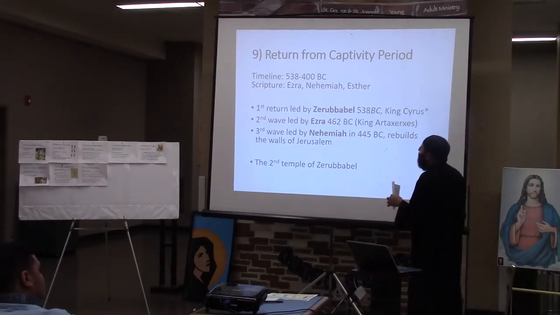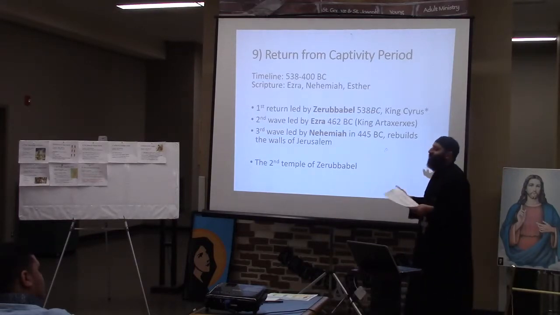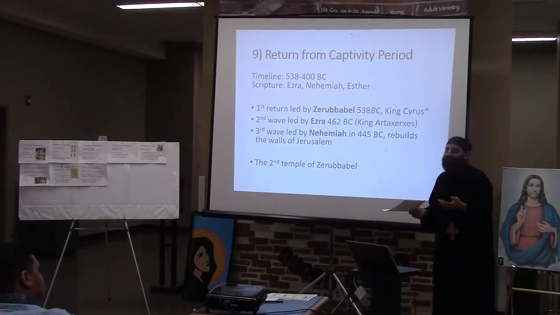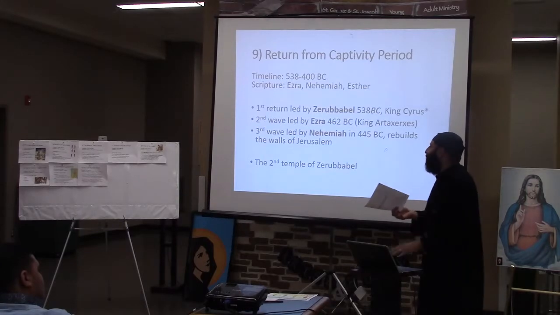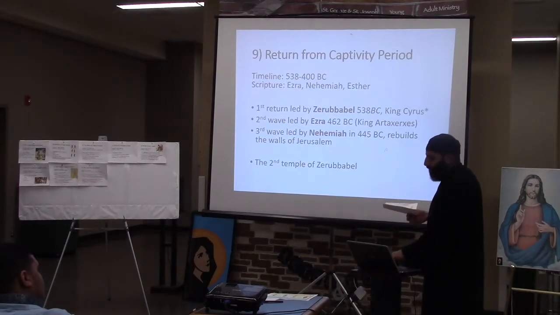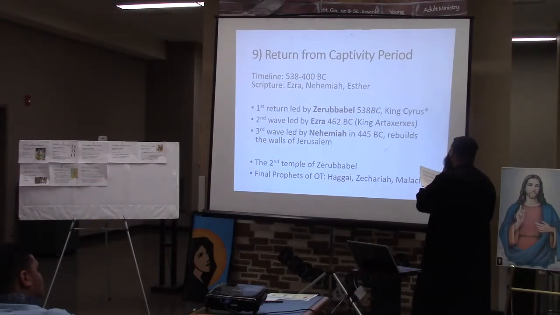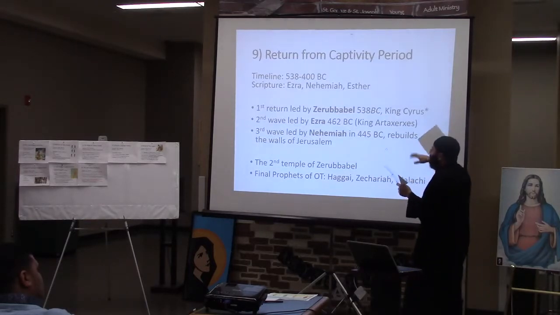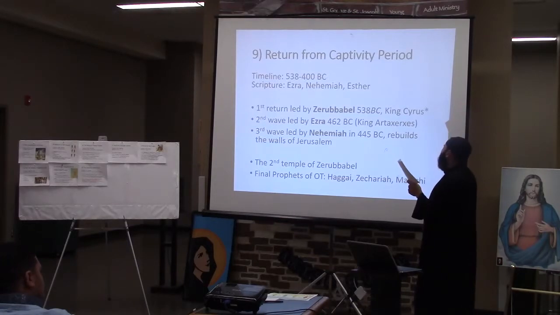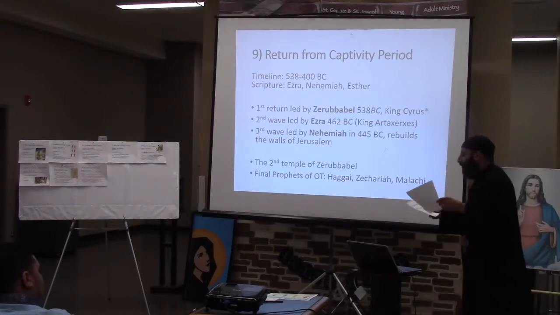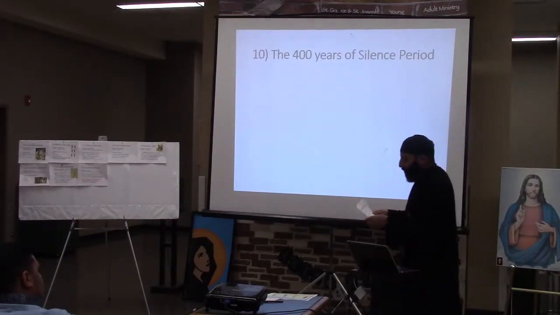So it's really, really important. Without the temple, the people of Israel are nothing. It's the most important thing for them. And that's why until today, they're hoping to rebuild the third temple in whatever way possible, if they can. And finally, the last prophets mentioned in the Old Testament are Haggai, Zechariah, and Malachi.